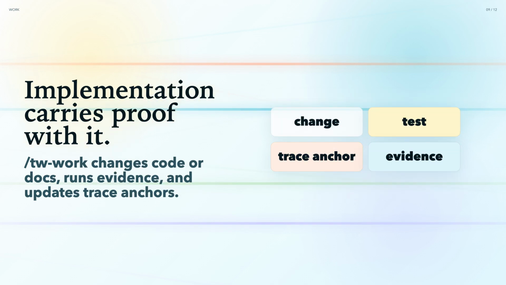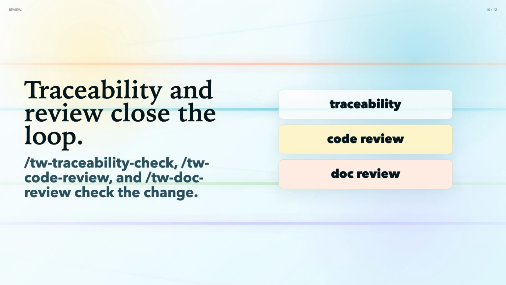Implementation is handled through TW work. It changes code or documents only inside the approved boundary, establishes test or smoke evidence where needed, and links meaningful behavior back to the trace record. After work, TraceWeaver checks that the changed files still trace to authority and evidence. Code review handles behavior-bearing files. Document review handles requirements, matrices, plans, intent contracts, and validation records.